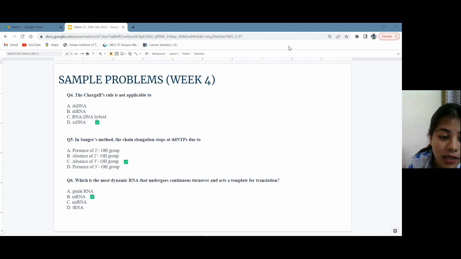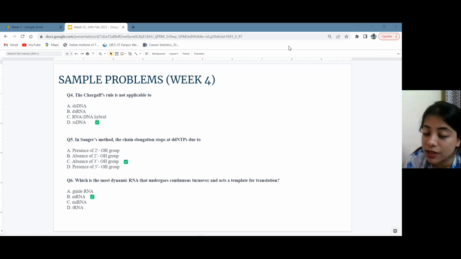Then in question 6, we have been asked, which is the most dynamic RNA that undergoes continuous turnover and acts as a template for translation? Even if you're unsure about the first part, which is possible because there are several different types of RNA present inside the cellular soup, you can still look at the second part of the question, where you have been asked about the RNA that acts as a template for translation.